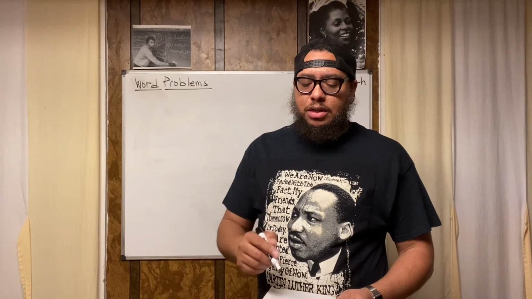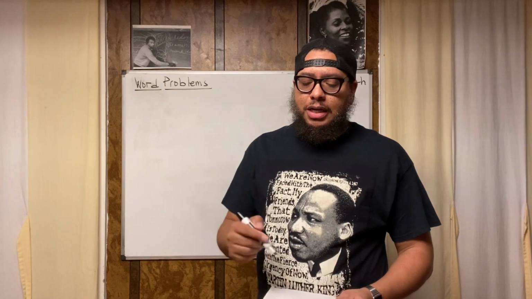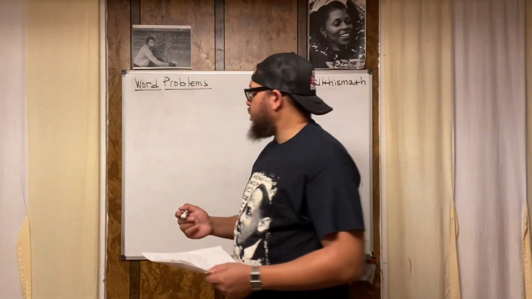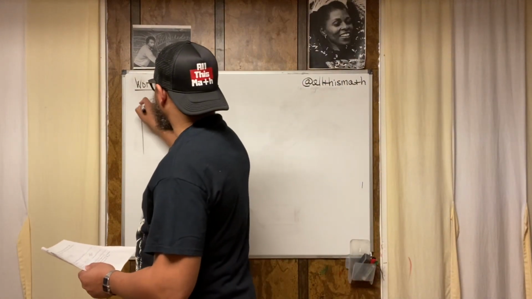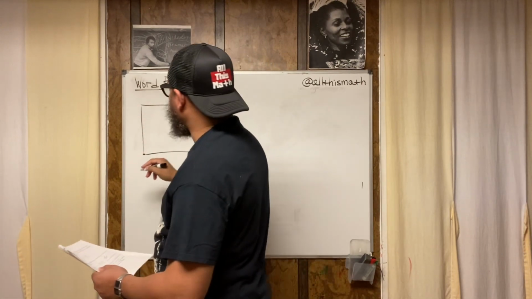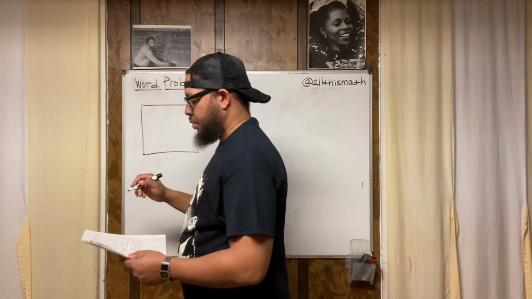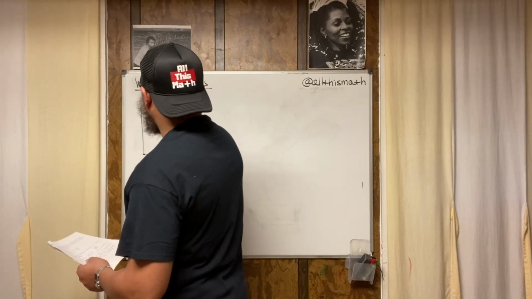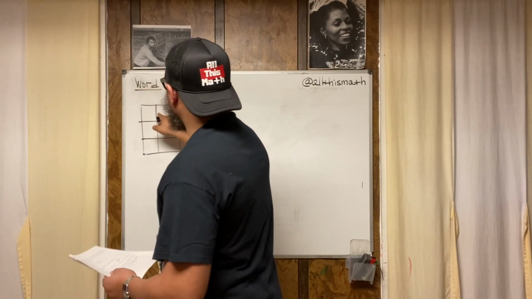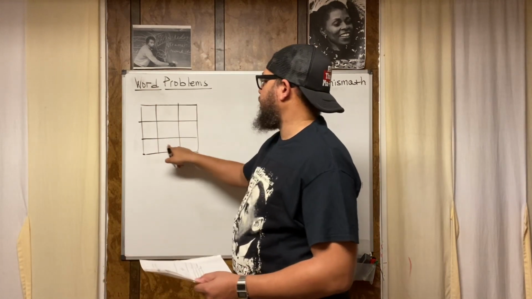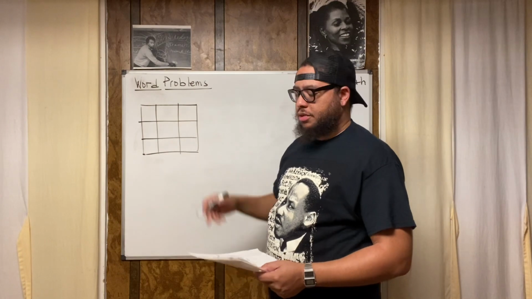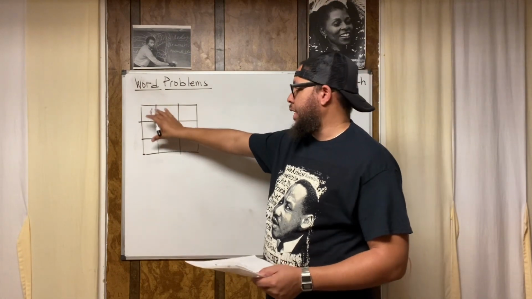Then the problem says Mr. Sharp needs 9 cloth squares to make each quilt. So I'm thinking that the quilt is going to look like this. Imagine this is the quilt, right? And he needs 9 cloth squares, right? So I'm assuming that it's going to be the same setup like this. 1, 2, 3, 4, 5, 6, 7, 8, 9. Right? 3 plus 3 is 6. 6 plus 3 is 9. So one of the quilts is going to look like this.